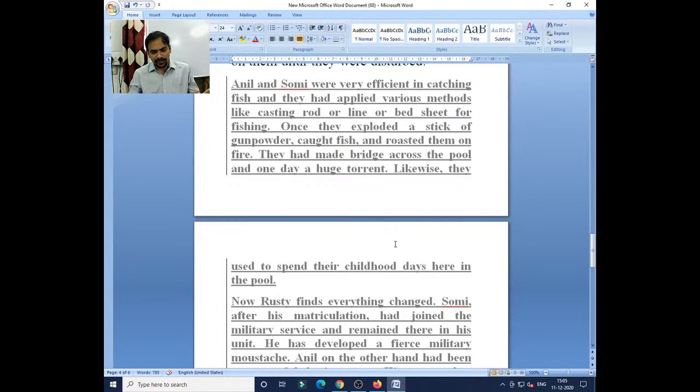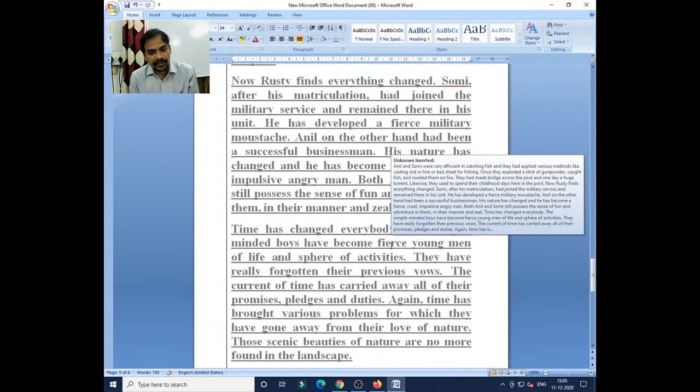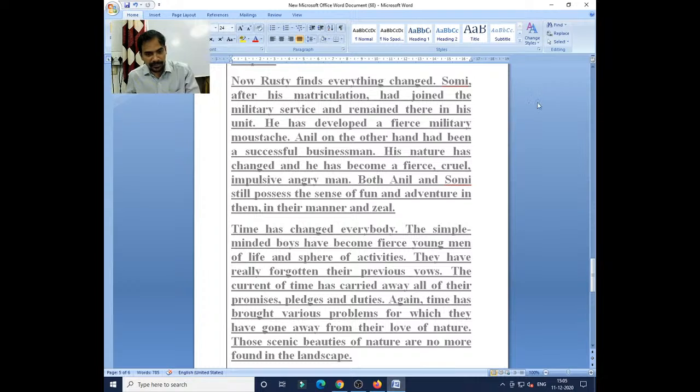There is nothing difficult you will find. See, Rusty finds everything changed. Somi, after his matriculation, had joined the military service and remained there in his unit. He had developed a fierce military mustache. All have left the village for their personal growth and career development. Anil, on the other hand, had become a successful businessman. All are engaged now. The writer is also engaged, but still has some time. His nature has changed and he has become a very cruel, impulsive, angry man.